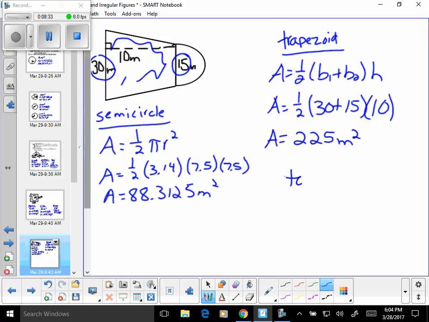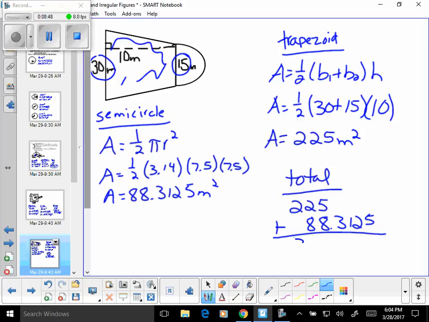All right, now find the total. Well, this is pretty much like our first example. I'm going to have to add them. So I'm going to take 225 plus 88.3125. Since they haven't told me to round off, I'm just going to keep it all, and that will be 313.3125 meters squared.